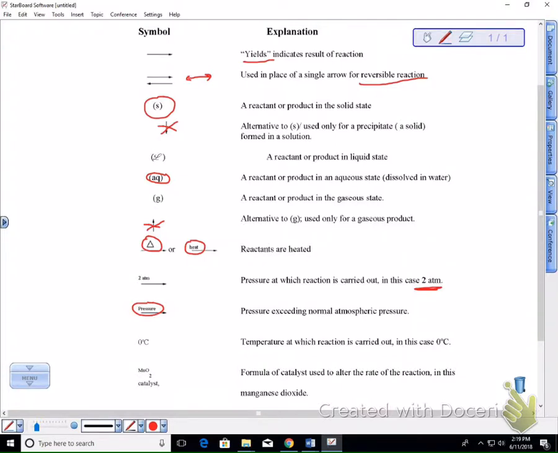Temperature, if you need, this is different than heat now, because heat just means like put it on a hot plate and let it go.